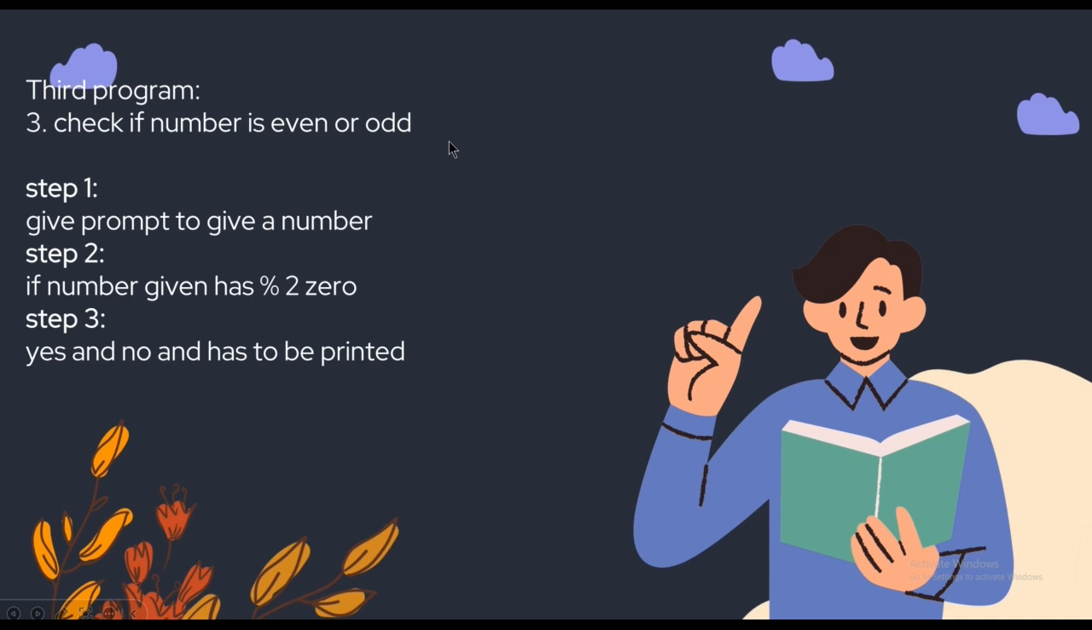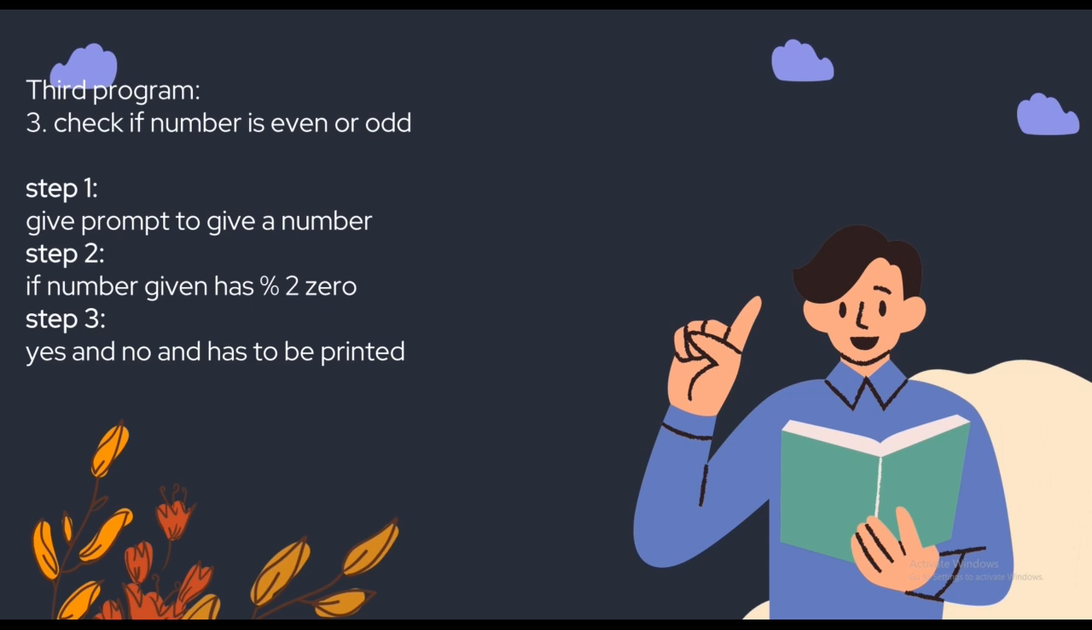So now let me tell you one thing. A number is even if, when it is divisible by 2, the remainder is 0. So we call it mod 2 is 0. First we'll ask the user to give a number, then we will check if mod 2 is 0. If it is, then we'll say the number is even, or else we'll say the number is odd. So yes, we are going one step higher.